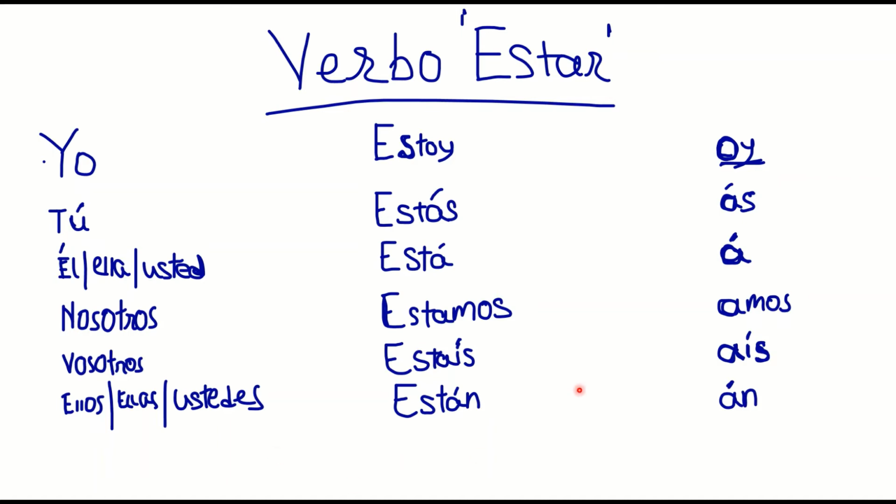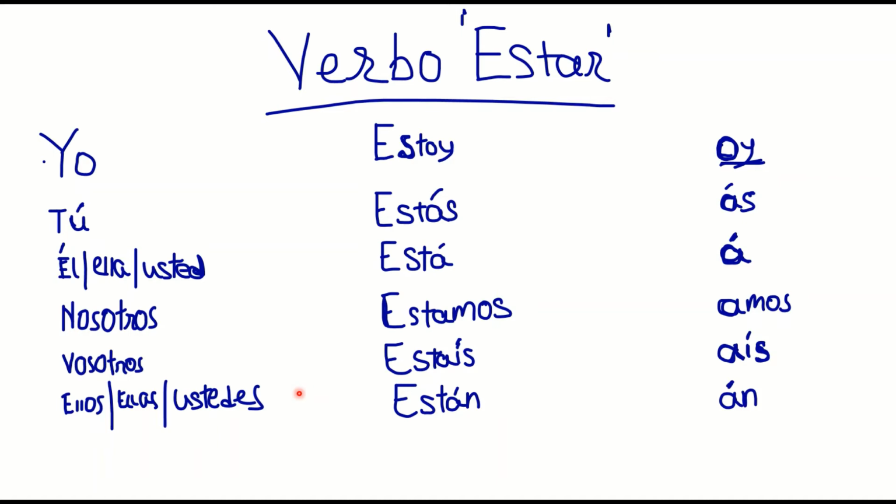Can you repeat? ¿Y cómo se escribe? ¿Cómo se escribe estar? E-S-T-A-R. And then let's repeat once again the conjugation. For yo, it is estoy. For tú, it is estás. Él, ella, usted, it is está. Nosotros estamos. Vosotros estáis. Ellos, ellas, ustedes están. Perfecto.